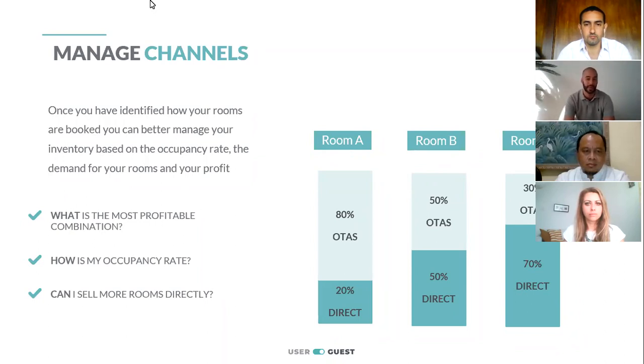So you can sell 30% on direct during the low season, but if your occupancy is 50%, this is not the right strategy. So you really need to think about the combination of occupancy and the highest profitability for your hotel.